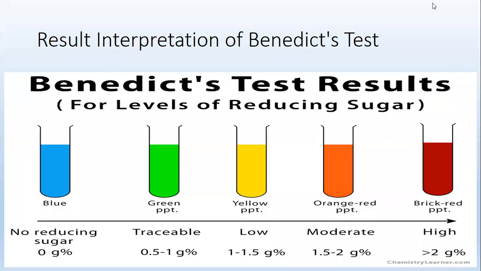This is the interpretation of Benedict's reagent. If blue color is present, then no reducing sugar is present. If green precipitation is found, then trace sugar is present. If yellow precipitation is found, then low sugar is present, about 1 to 1.5 gram percent. If orange or red precipitation is present, then moderate sugar is present, that is 1.5 to 2 gram percent. And if a brick red precipitation is present, then it is high, more than 2 gram percent.